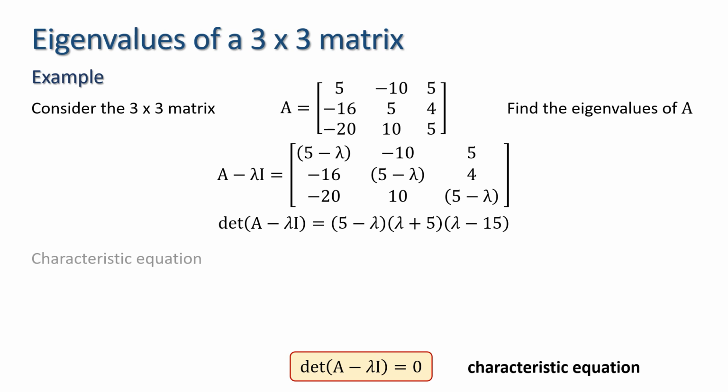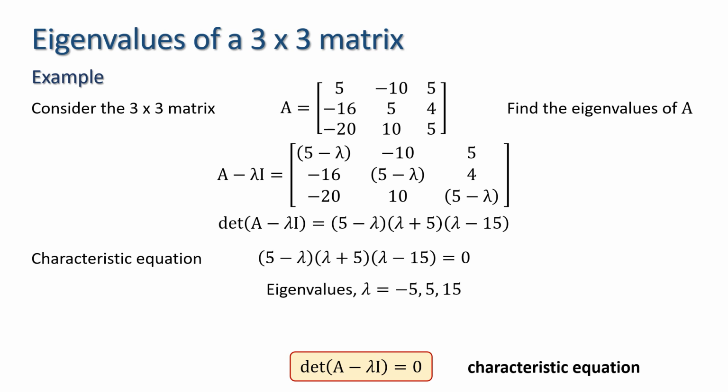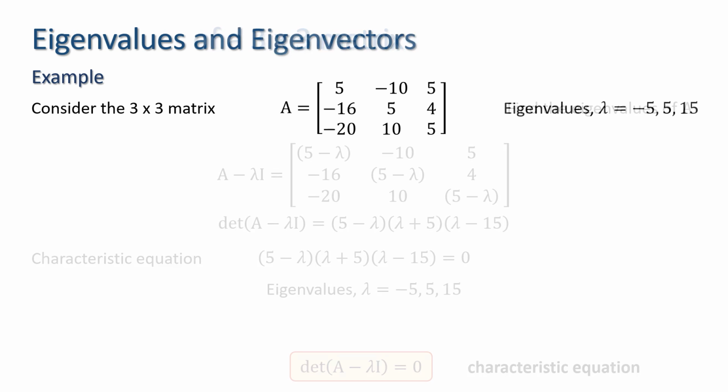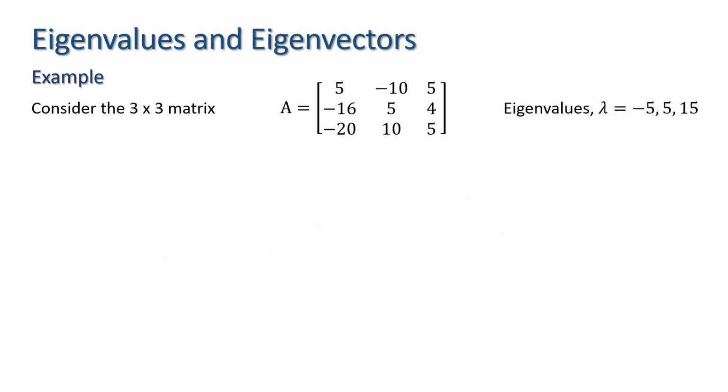The characteristic equation requires this determinant to be 0, and we can see that we have in this case 3 distinct eigenvalues: minus 5, 5, and 15. Now, we also know that each of these eigenvalues will have corresponding eigenvectors. For the purposes of illustration, I'm just going to pick one eigenvalue.